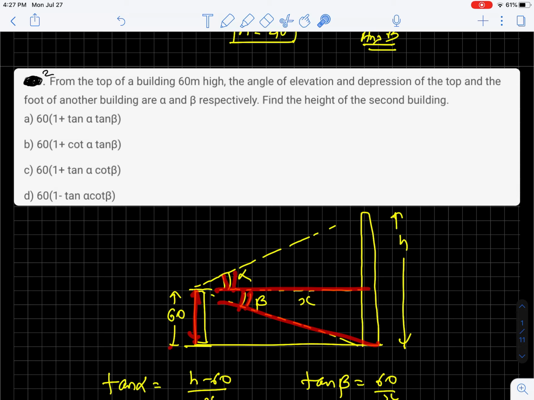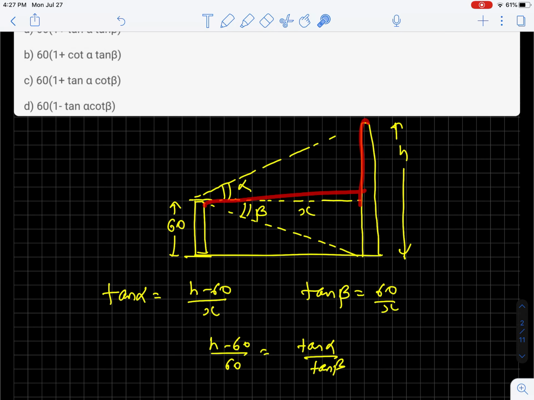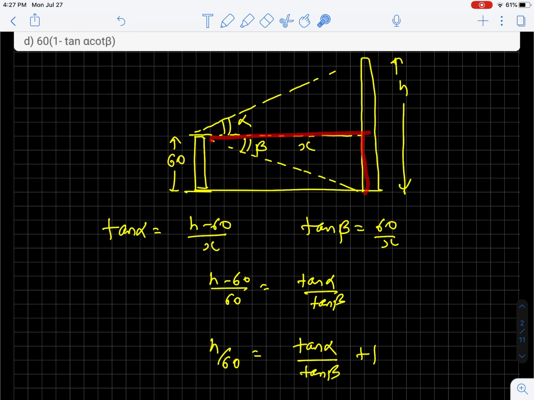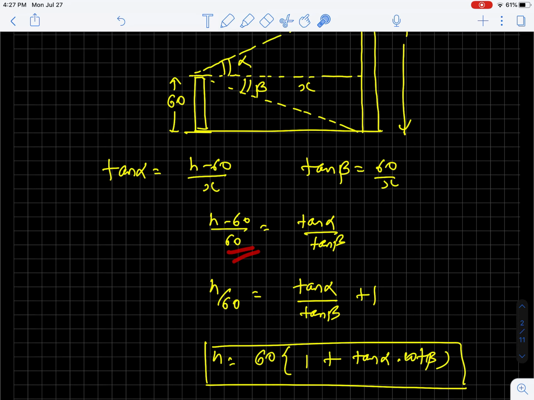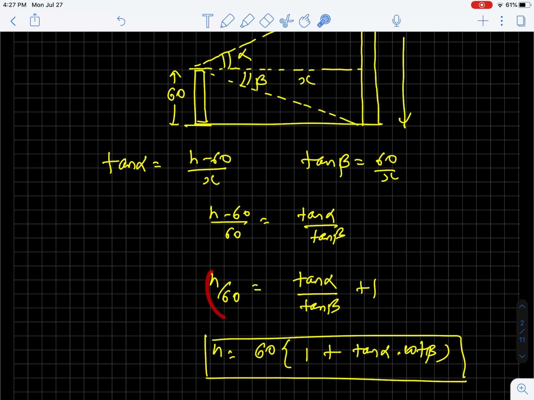Now say tan alpha is equal to, if this height is 60, then this side is h minus 60. Tan alpha equals (h minus 60) divided by x. Okay. And tan beta is equal to 60 divided by x. Another discussion of a similar type: tan alpha divided by tan beta is equal to (h minus 60) divided by 60. You can write h by 60, okay, h by 60 minus 1 is equal to this.